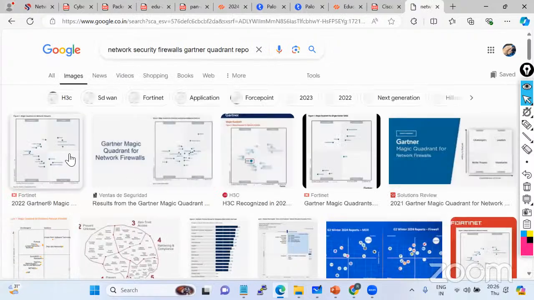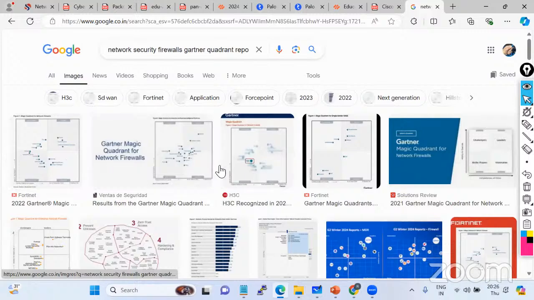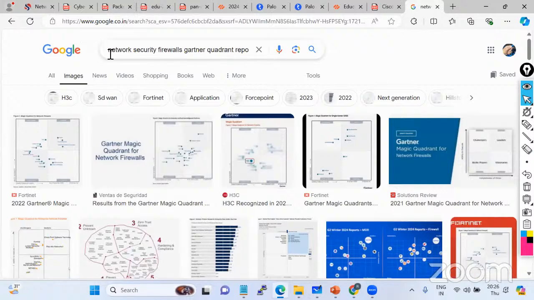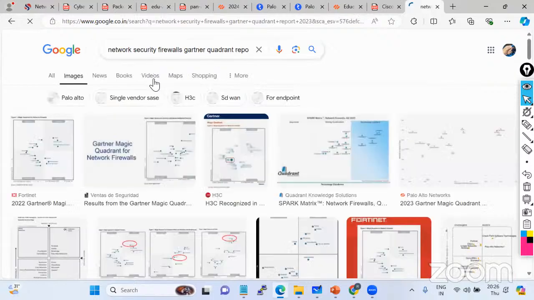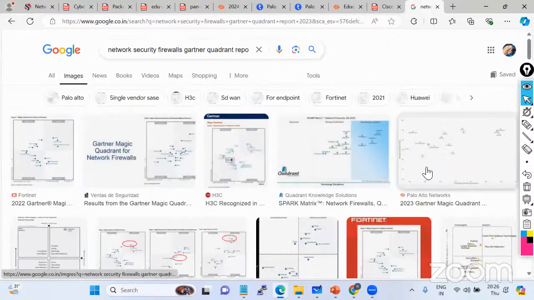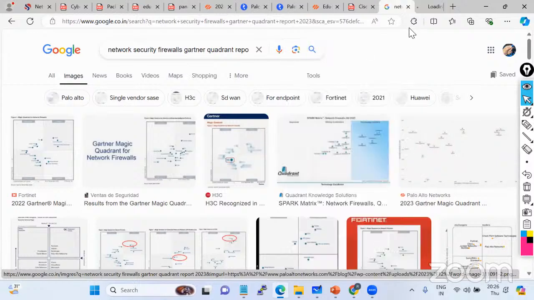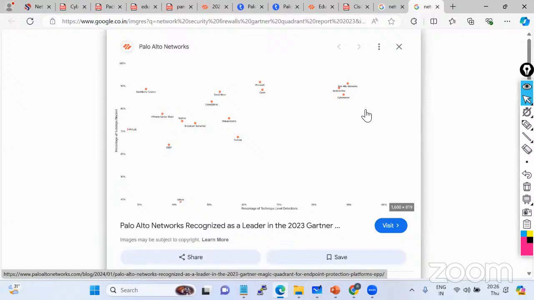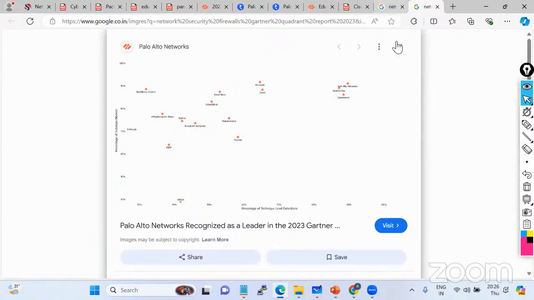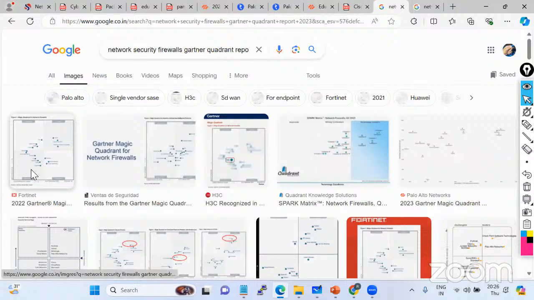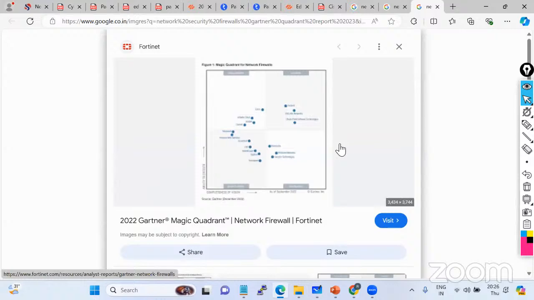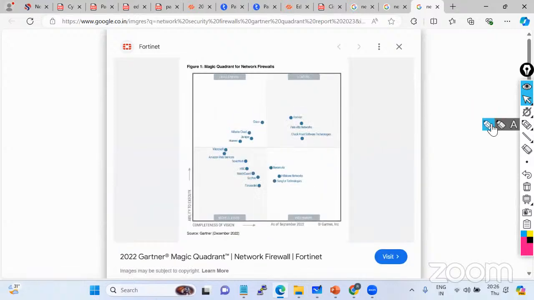You'll find only two vendors here in 2022, and let me see, 2023. 2024 is still not there. Yeah, maybe this one. Let me see. No, this is not the right thing. Okay, let me show 2022 because it's visible right now. By FortiGate, sometimes FortiGate is on top, sometimes Palo Alto is on top. So you can see here.